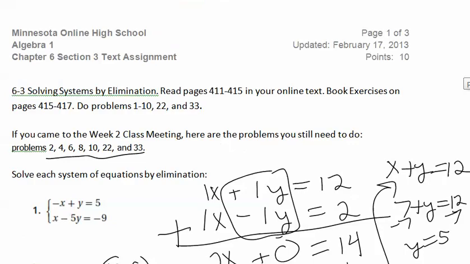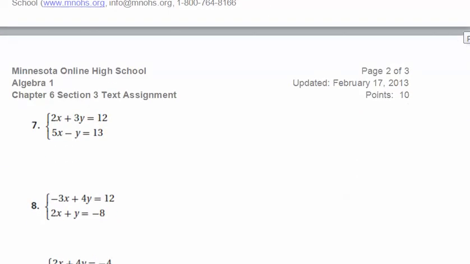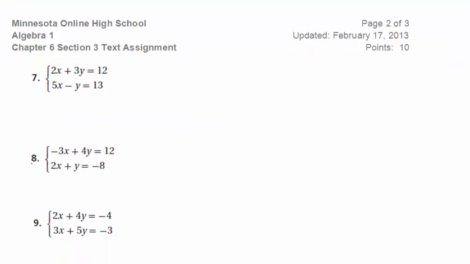So the next problem, number 10, we have to do 8, 10, 22, and 33 left. All right, 8's a little bit more work. Number 8 says we have negative 3x plus 4y equals 12, 2x plus 1y equals negative 8.